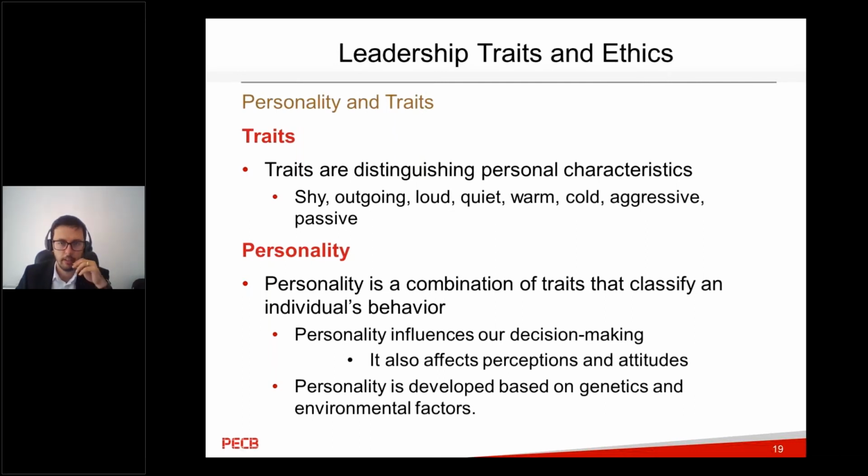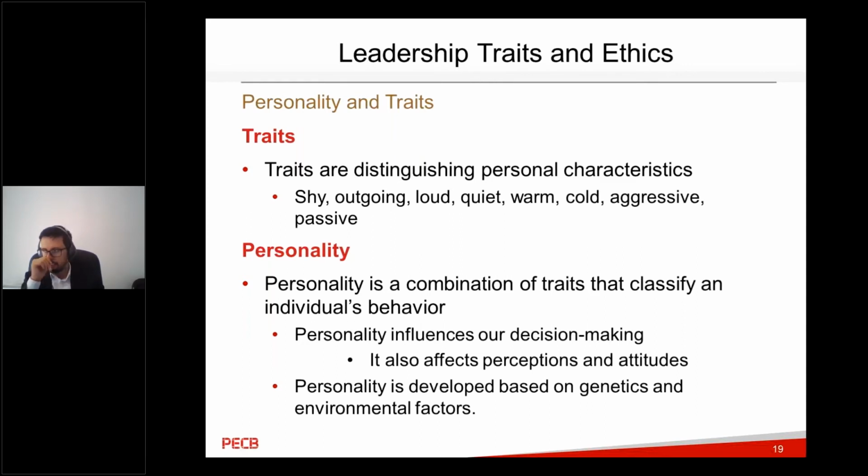Okay, then let us get back to the lecture. So we are now going to shift the lecture towards leadership traits and ethics. So basically, this is the second part of the lecture, and we will begin by talking about personality and traits.